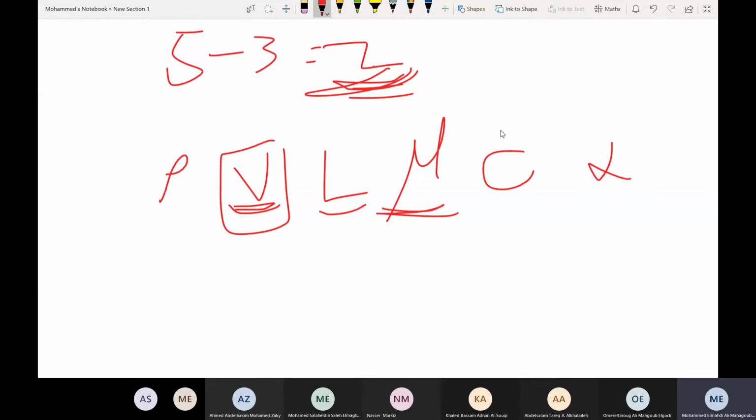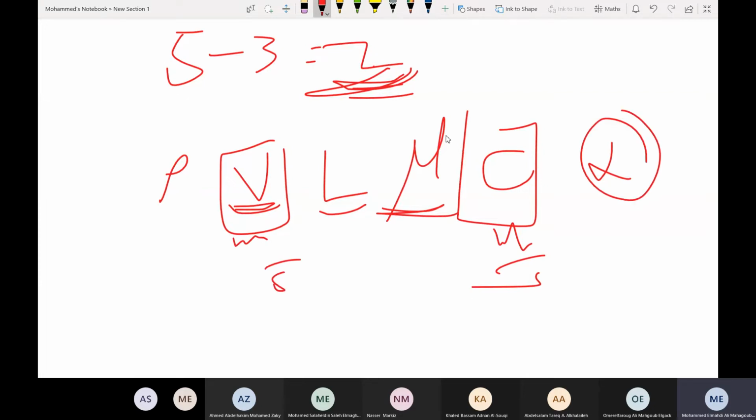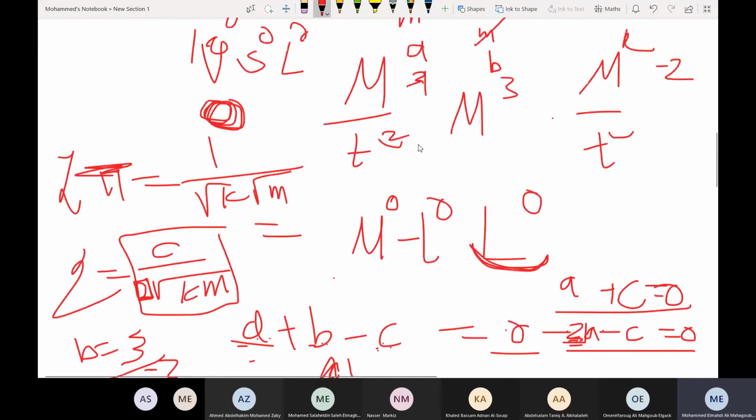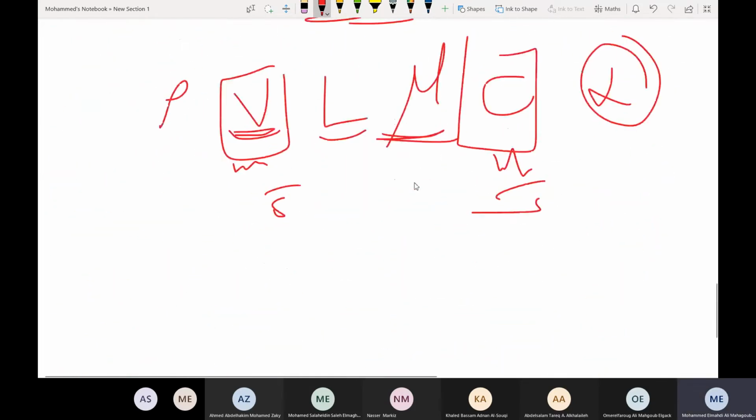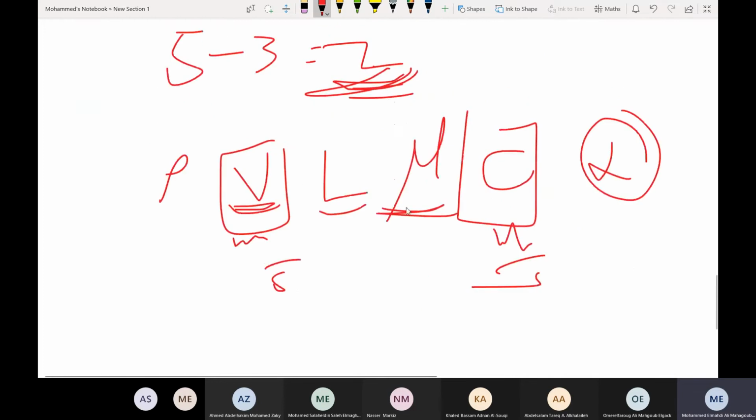For example, V and C have the same unit, which is meter per second, meter per second. So don't choose them together. Or don't choose one that is already a pi. Don't choose alpha. Or in our question, don't choose zeta, which is already a pi. Okay? These are the general guidelines.